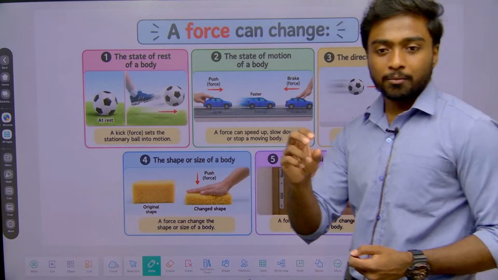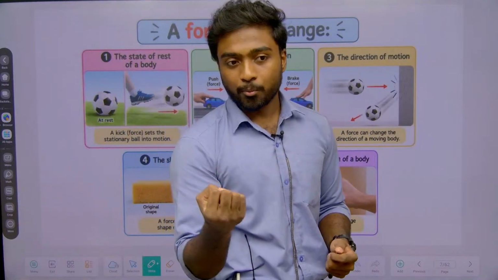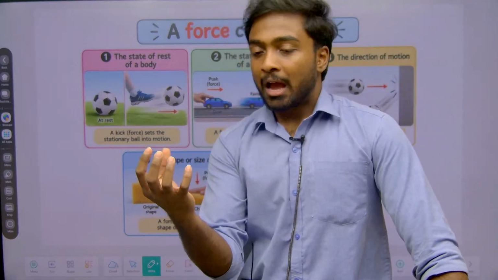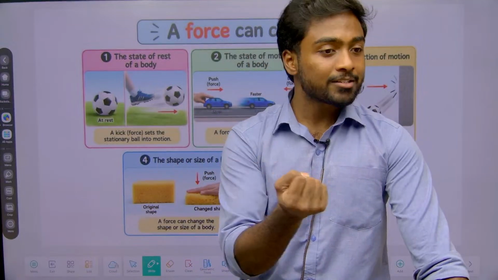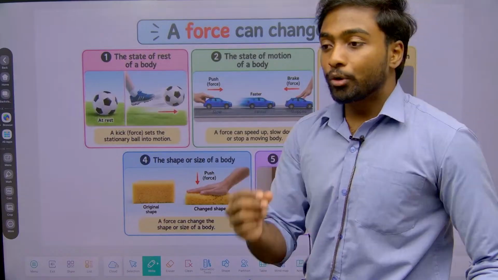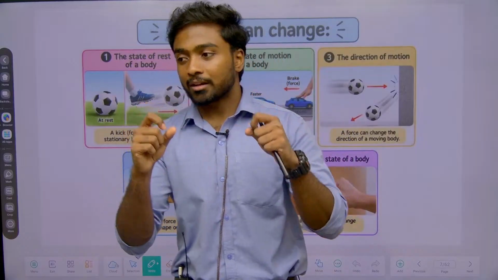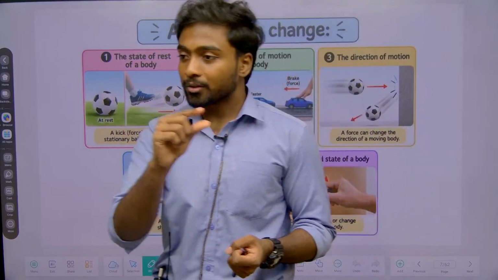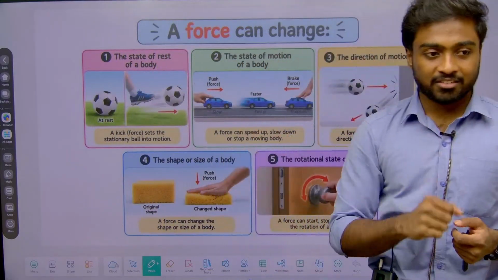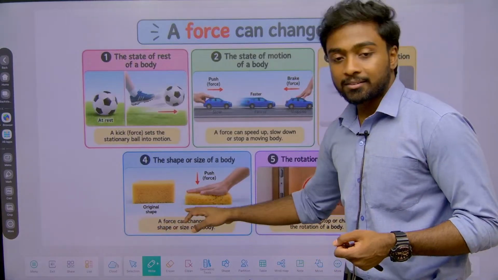You know this sponge, like the stress ball. Initially it is in a sphere shape. When you apply force on the ball, what happens? It changes its shape, right? One more thing: when we are washing vessels, there are some sponges, and if you apply force on those, they also change their shape. So that is one example. Force can change the shape or size of a body.